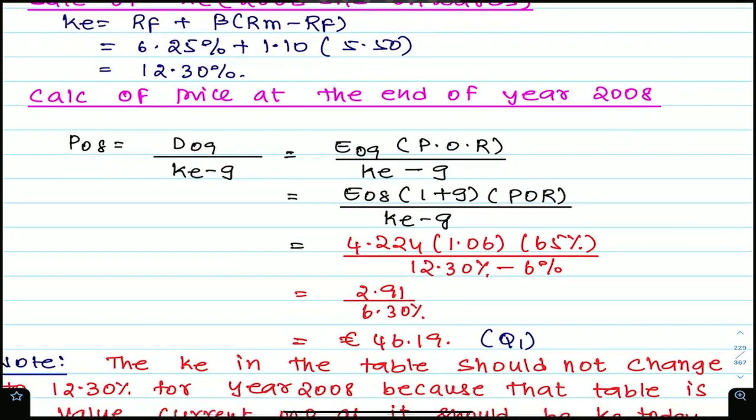Calculation of price at the end of year 2008. We should apply growth on what? Earnings, not on dividends. That's why E2008 into 1 plus G. Clearly I have given there Q1, that's the answer for question 1. Complete your writing.